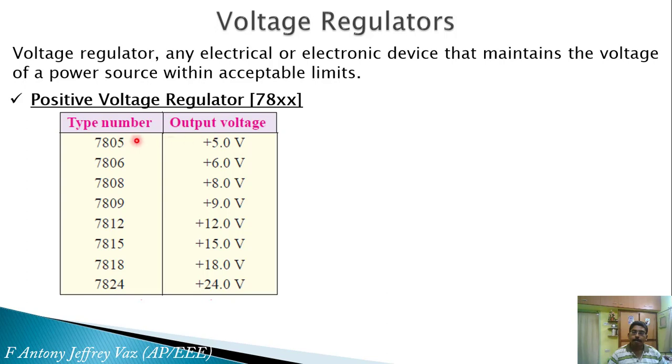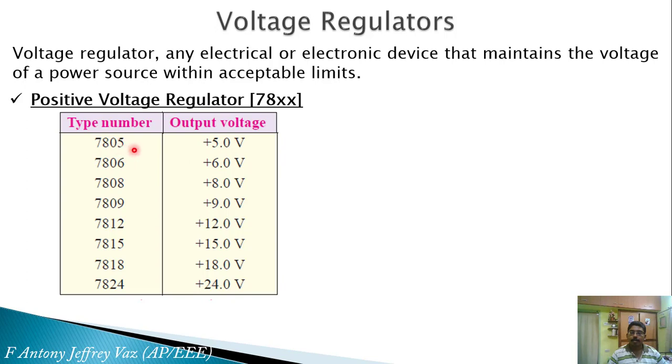If you connect this positive voltage regulator, the output voltage will be a constant 5 volt irrespective of the input. If the input is 12 volt, the output will be 5 volt. If the input is 13 volt, the output will be 5 volt. If the input is 6 volt, the output will always be 5 volt. If the input is 4 volt, then the output will be 4 volt, not 5 volt. It cannot boost the voltage. It will maintain 5 volt, but if the input decreases lower than 5 volt, then the output also decreases.